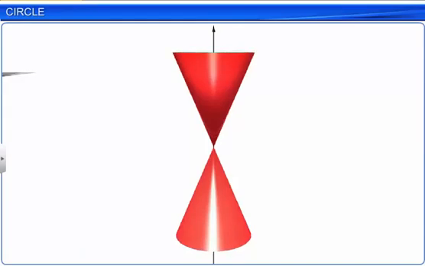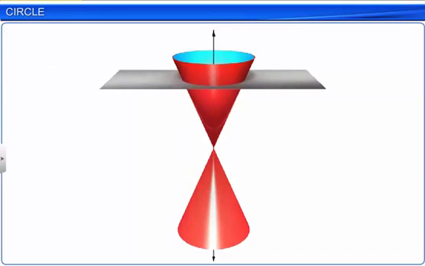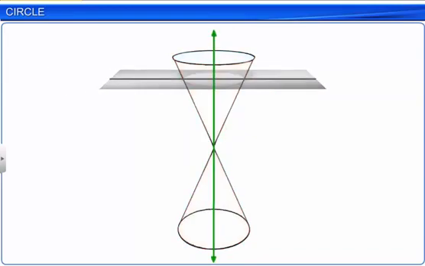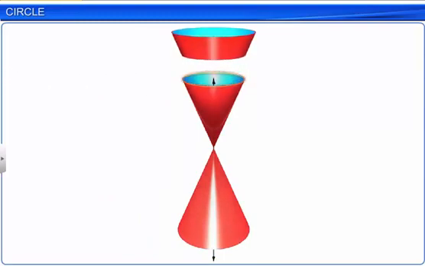You have seen that when a plane intersects the nappe of a cone at any place other than the vertex, such that the angle between the plane and the axis of the cone is 90 degrees, the section of the cone is a circle.